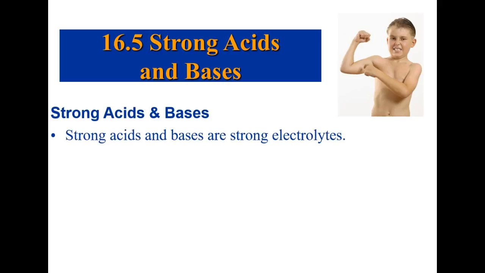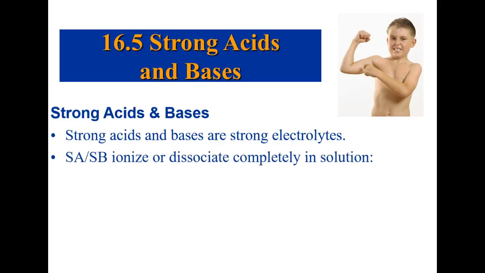Strong acids and bases, as we talked about in chapter 4, are considered to be strong electrolytes. What that means is that strong acids and strong bases ionize or dissociate completely, 100% in solution. I have an example of an equation of each. You could write nitric acid, which is on our strong acids list. It will dissociate 100% into H plus and NO3 minus, nitrate.